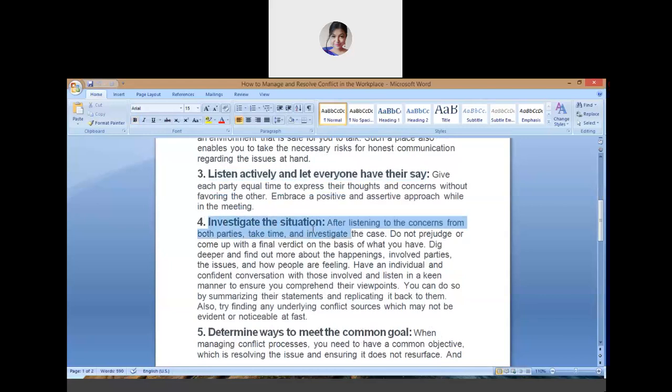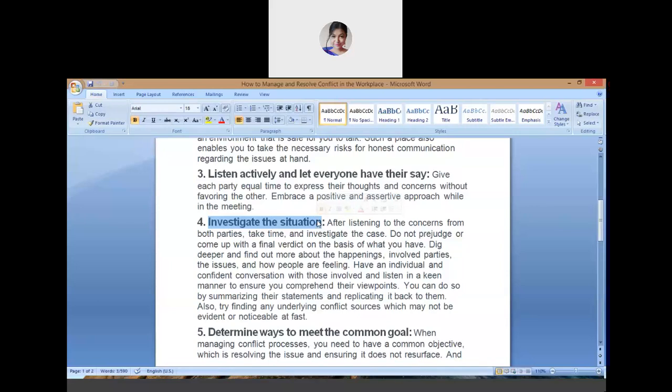Next is investigate the situation. Okay, now after listening to the concerns from both the parties, you can take some time and investigate the case. First of all, you have to listen to them. Until and unless you listen to them, you will not have an idea regarding their opinions or thoughts. So that is why after you listen to them, the next step is to investigate the whole case, investigate the whole situation.